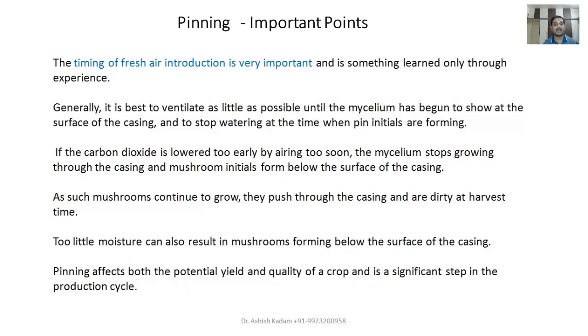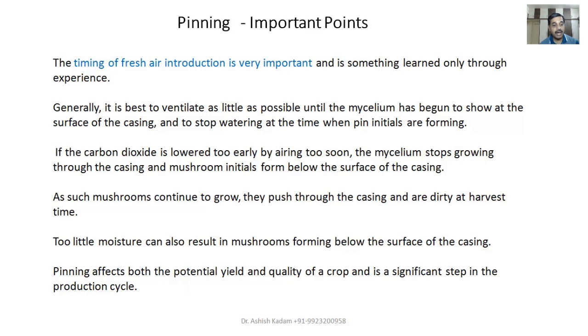You have to fine tune your art, fine tune your judgment, only through experiments. Too little moisture can result in mushrooms forming below the surface of the casing. So we have seen, if you allow ventilation early, the mushrooms or buds will form below the casing. If there is too little moisture in the compost, again the mushrooms will form below the surface of the casing. So there has to be the right level of moisture in the compost.